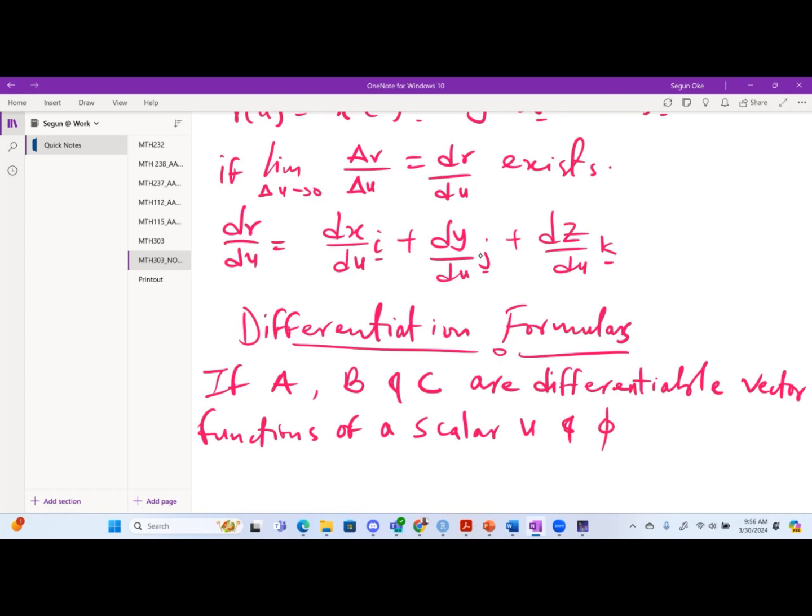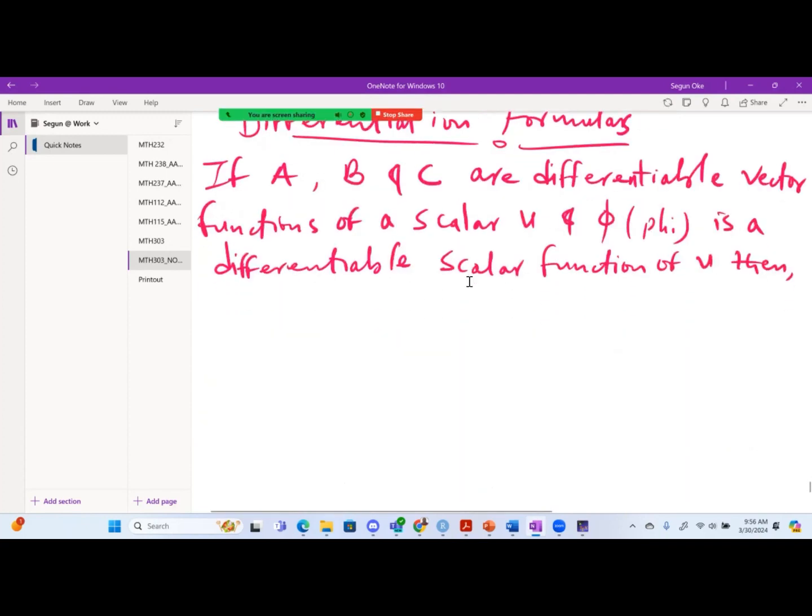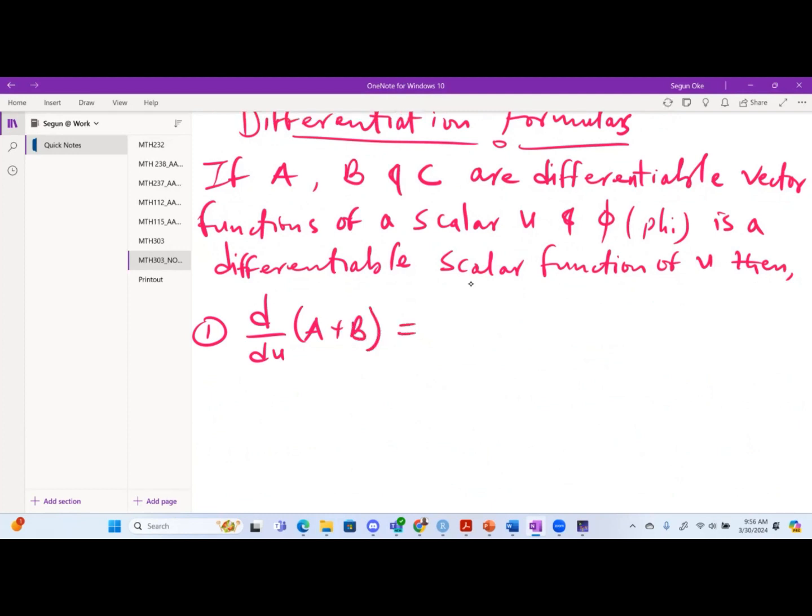and we have this, we call it phi. This is phi, and phi is a differentiable scalar function of u. Then number one, when you have d/du of A plus B, the answer will be dA/du plus dB/du. Please take note.